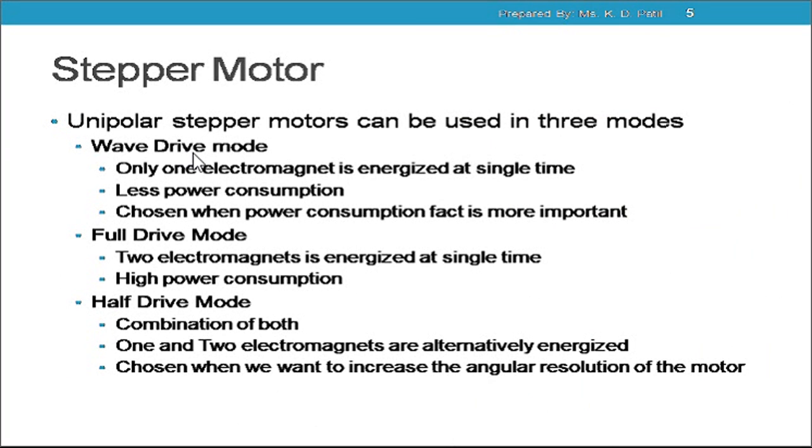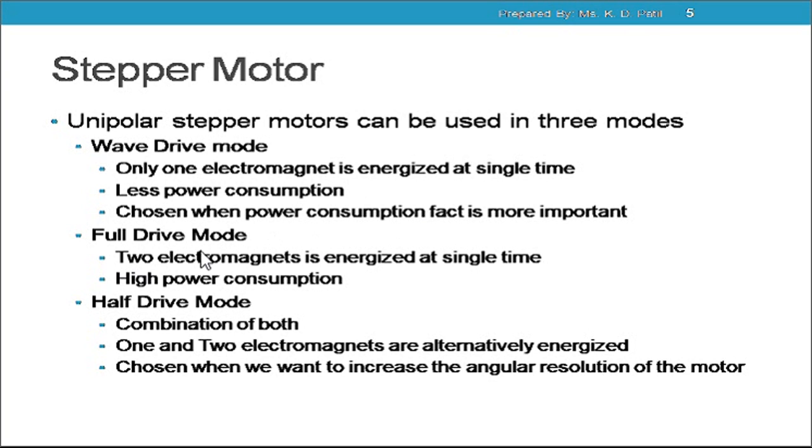Unipolar stepper motors can have three modes. First one is wave drive mode, second one is full drive mode, and third one is half drive mode. In the wave drive mode, only one electromagnet is supplied with the current at a single time. It requires less power consumption. It is chosen when power consumption is more important.